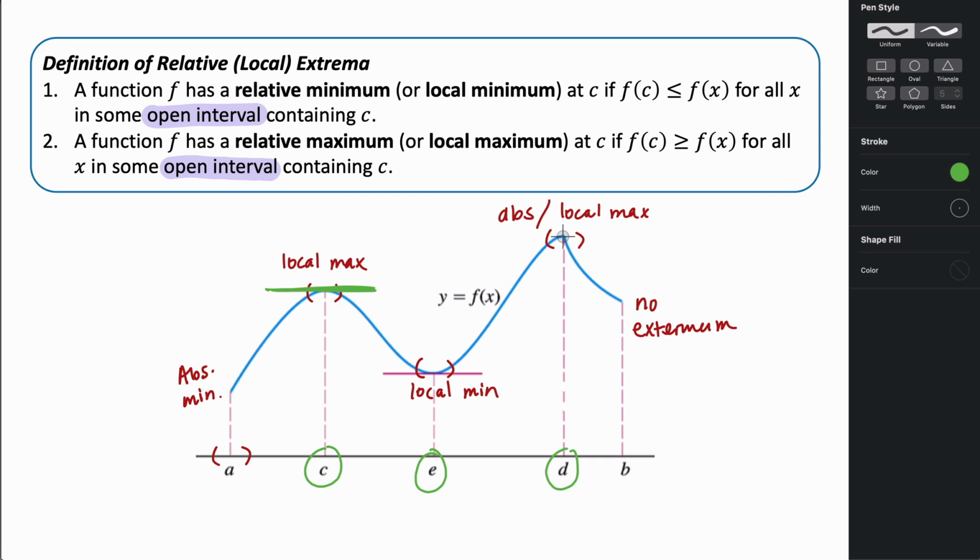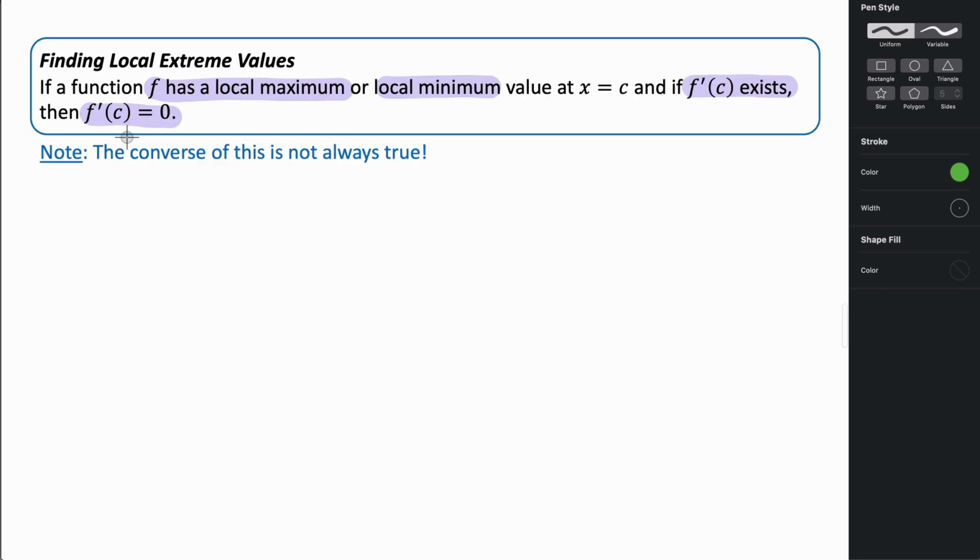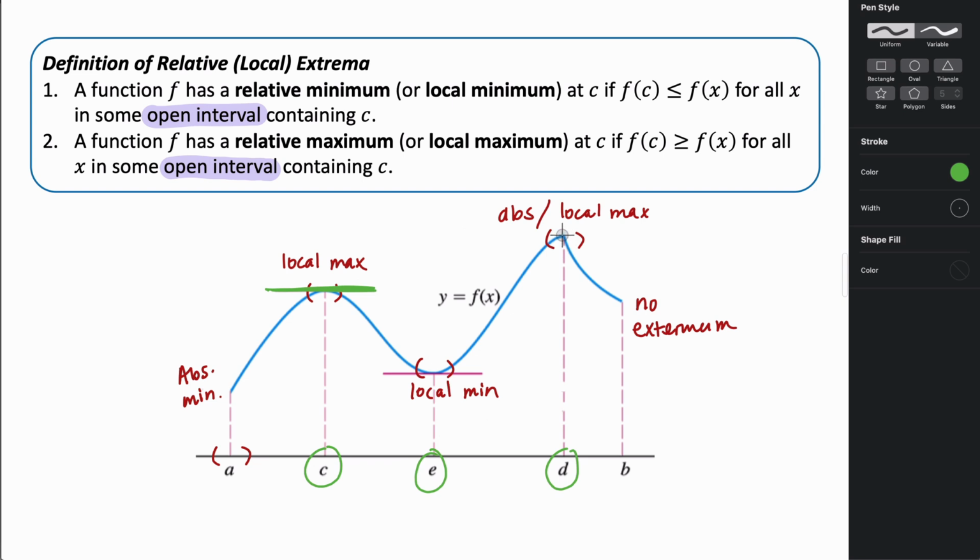Just because the derivative doesn't exist does not mean that we can't have a maximum or a minimum. That's where the converse doesn't necessarily hold. Just because this is not differentiable does not mean it can't be a maximum or a minimum. Here at E though, it's smooth and continuous, and so we see again the horizontal tangent line is telling us that its slope is 0. The derivative at E is 0.